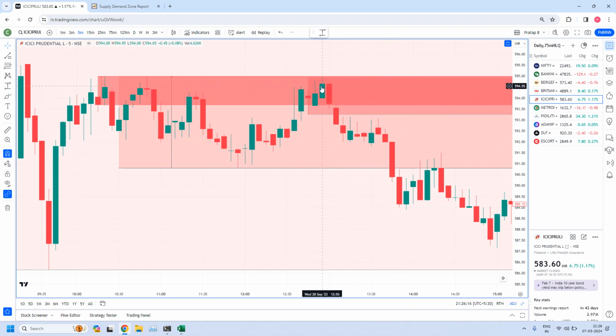In that 5-minute zone, see the high of this zone. 594.95 paisa. That means it is again 595. If you neglect that 5 paisa, again 595. So that means at 595 or 594.95, that area within that 5-minute zone is exactly 595. See the order flow.